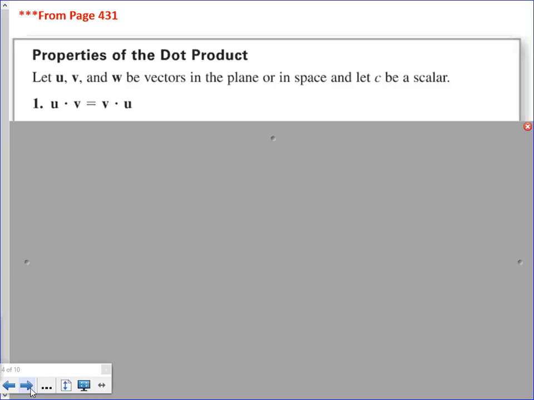Moving along, I'm going to talk really quickly about some of the properties for a dot product. This is not something that you need to write down, but you can put in your notes that this is from page 431. We're going to let u, v, and w be vectors in the plane or space, and if we see a c, it will be a scalar. Our first property should be pretty intuitive. It basically says if you take u times v or v times u, it's the same thing.